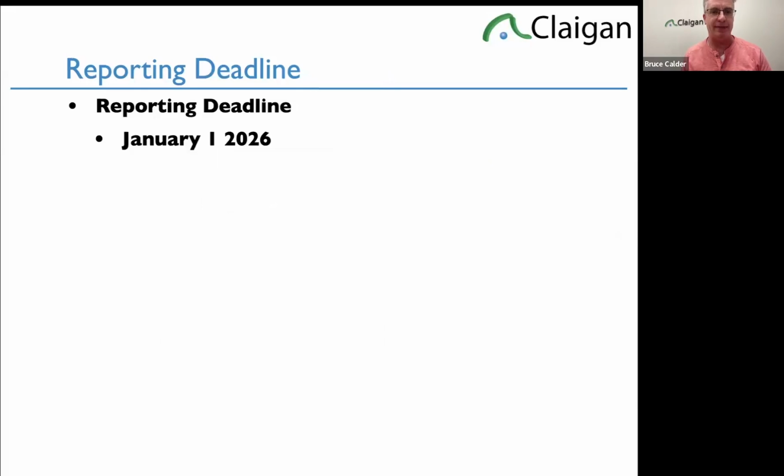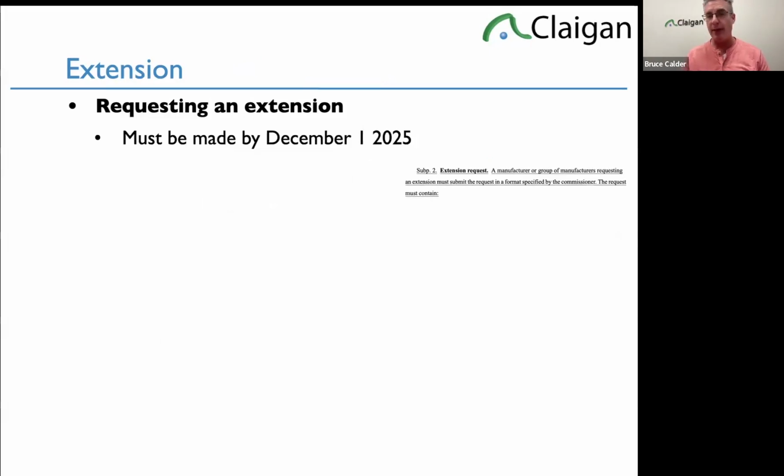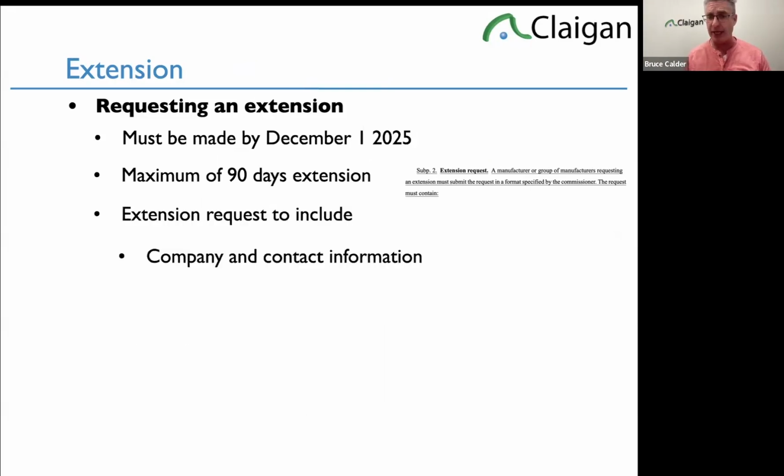Reporting deadline. Again, January 1st, 2026, unless you successfully obtain an extension. You're like, oh, extension. No, it's not as easy as the Canadian one. Requesting the extension must be made 30 days in advance, December 1st, 2025. It's a maximum 90 days extension. It's not a huge amount. The extension request has to be quite detailed, actually.